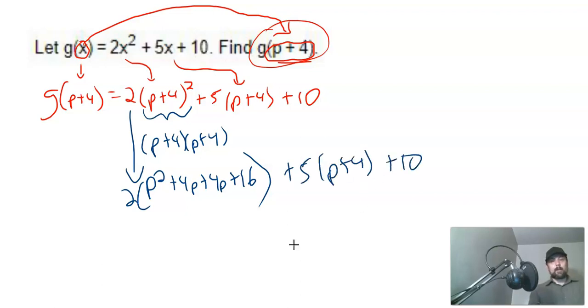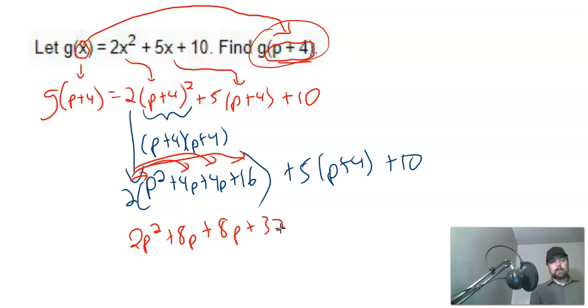I'm just going to copy down the rest of this. Then we'll distribute to get rid of all these parentheses. So I'll distribute the 2. We're going to get 2p squared plus 8p plus 8p plus 32, when I distribute the 2 to all of those. Here we'll distribute the 5. So we get 5p plus 20. And then the plus 10 just copies down.